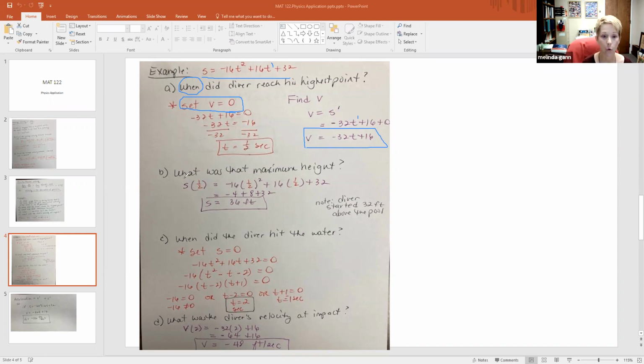Then I ask you, what was that maximum height? Now, for height questions, you've got to use your position formula. Remember what I told you before. This position will tell you any height that you're at as long as you know what time to plug in. Well, I know how long it took now to get to the maximum height. It took half a second. So I just took that half and plugged in to my position, and I got 36 feet.